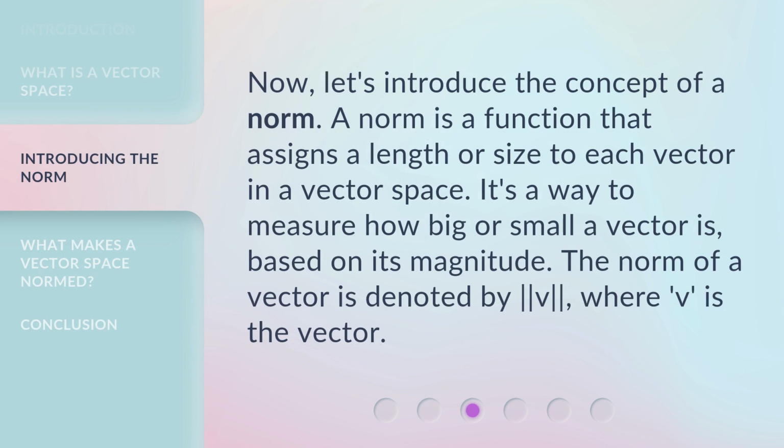Now, let's introduce the concept of a norm. A norm is a function that assigns a length or size to each vector in a vector space. It's a way to measure how big or small a vector is, based on its magnitude. The norm of a vector is denoted by ‖v‖, where v is the vector.